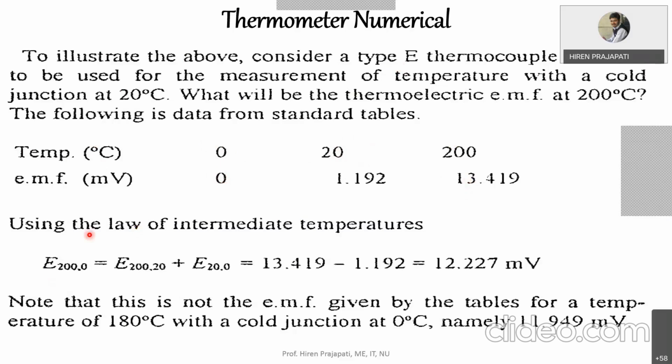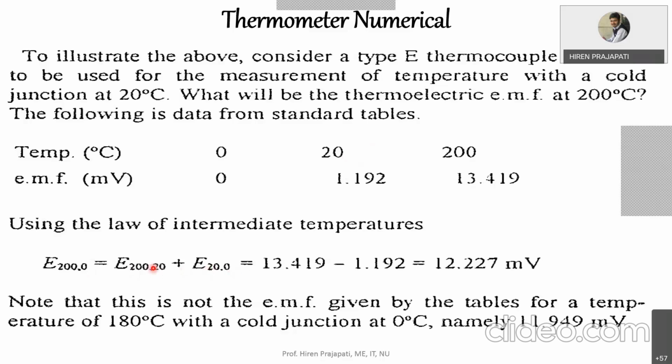Now look at the use of the intermediate temperature law. What does the intermediate temperature law tell us? If I want the EMF from 0 to 200, where 0 is your reference junction temperature and 200 is your measuring junction temperature, so if I want the EMF at 200 degrees Celsius with reference to 0 degrees Celsius, then it is the addition of the EMF between 200 to 20 degrees and 20 degrees to 0 degrees, as per the intermediate temperature law, right?